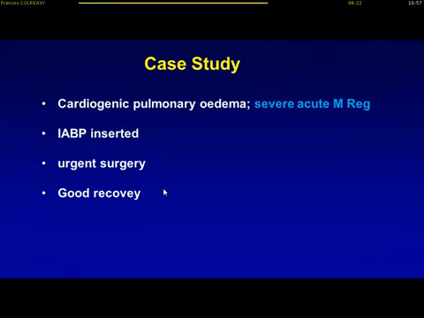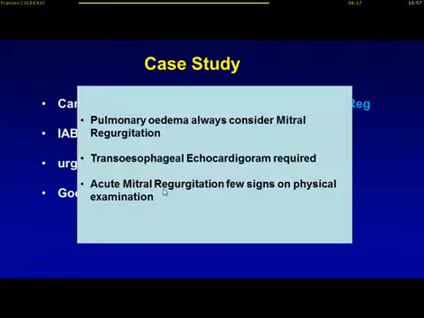And in terms of the spectrum of diseases that cause cardiogenic pulmonary edema, the moral of the story is that mitral regurgitation is always on the list for ventilated patients with bilateral pulmonary edema. It might be bottom of the list, but it is always on the list.